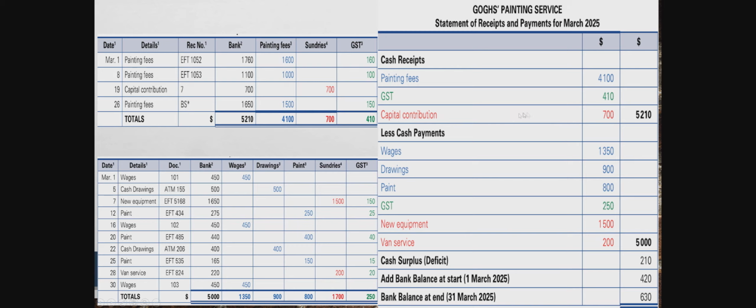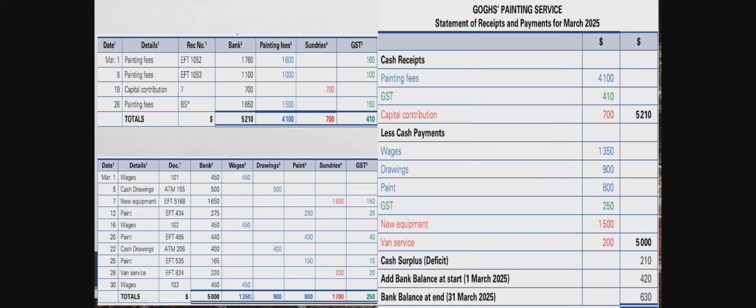The reason why it's highlighted in red is because normally what people do is just get painting fees, GST. When it comes to stuff in the sundries column, you do not list it as sundries. You have to write down what the actual item is. So I'll show you in a second when it comes to cash payments why it's important. So yeah, as you can see, you can double check that everything's correct. 4,000, 410, 700, 4,100, 700, 410, 5,210, 5,210. Perfect.